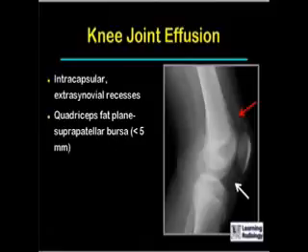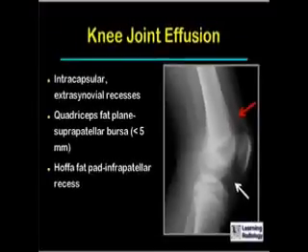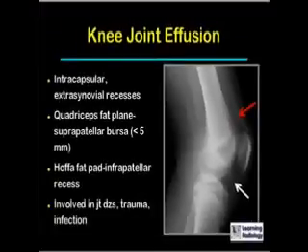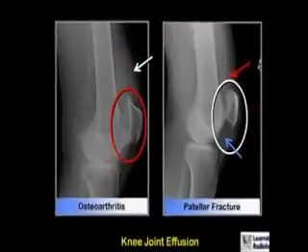Knee joint effusions are also intracapsular but extrasynovial. They occur primarily in the quadriceps recess, the quadriceps fat plane, in which we can see the suprapatellar bursa when it becomes distended. Usually the suprapatellar bursa is less than 5 millimeters in size. We can also see fluid around the knee in the fat that is normally in the infrapatellar space, which is called the Hoffa fat pad. Fluid around the knee can occur in joint diseases, when there is trauma to the knee, and infection to the knee.